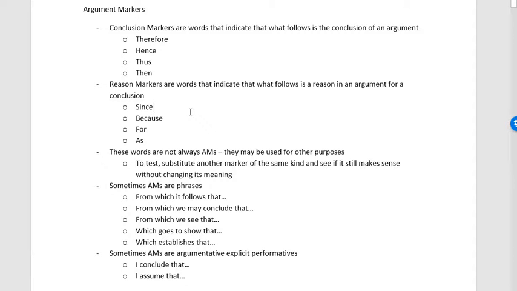One big thing to note here, a tip that I always want to tell students, is that students usually want to look at these words and try to figure out how they reference what other words are going on, and it's really not as complicated as you might want to make it. All that it means to call something a conclusion marker is that whatever follows that argument marker is going to be the conclusion. And the only thing that makes a reason marker what it is, is that whatever follows the reason marker is a reason or a premise for something else as the conclusion.